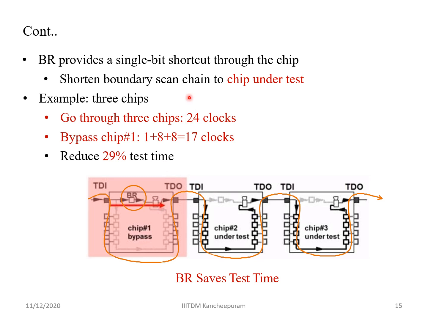So the bypass register is a single-bit shortcut through the chip. When you put the chip in bypass mode, it shortens the scan. Typically, to scan through all three chips, assuming there are 8 pins per chip, 3 chips with 24 pins takes 24 clocks to scan. But if you put this chip in bypass mode with the bypass register, it takes only 1 clock. 8 clocks for this, 8 clocks for this, total 17 clocks. Calculate how much the scan time is reduced. For n chips and m IOs, calculate how much reduction you are going to get. So the bypass register saves test time. Correlate this with chapter 1 that we read.